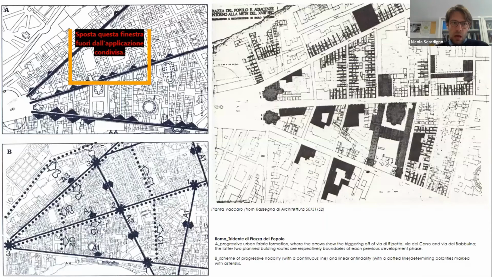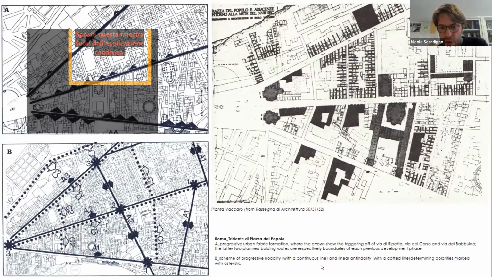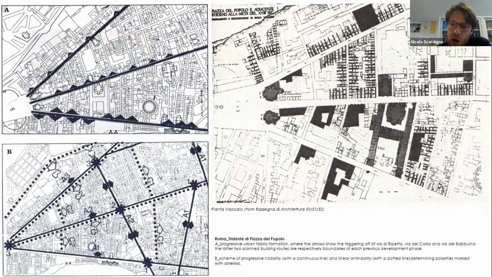Here is another example, Rome, the Tridente di Piazza del Popolo, where we can see in that image a progressive urban fabric formation, where the arrows show the triggering role of Via Ripetta, Via del Corso, and Via del Babuino, while underneath is a scheme of a progressive nodality with a continuous line, and a linear antinodality with a dotted line, which determines polarities marked with an asterisk. On the right-hand side, from a map designed by Paolo Vaccaro, the basic and the special components of this urban fabric, with the recognition of a modularity of the basic fabric through the indication of the lot series.